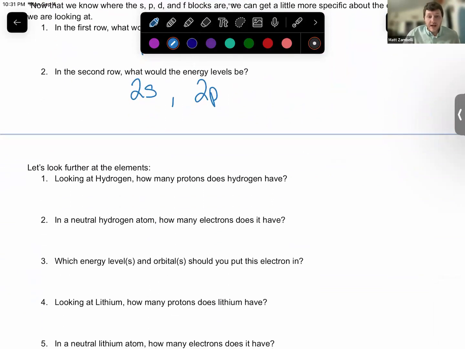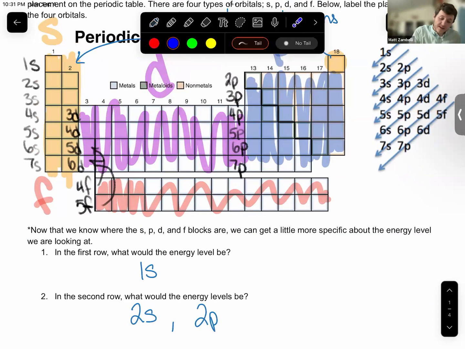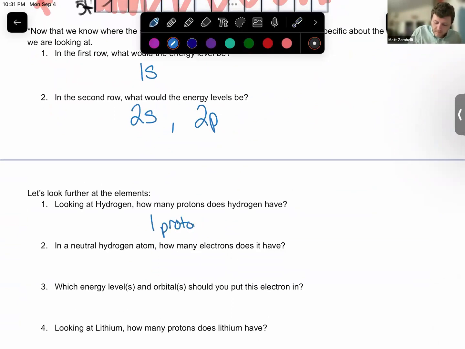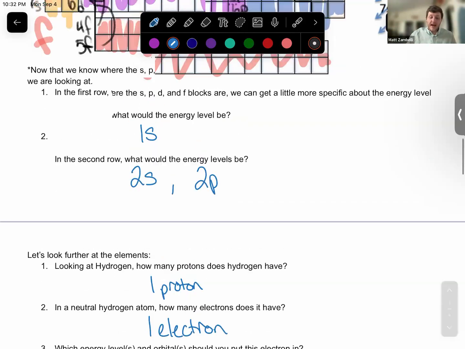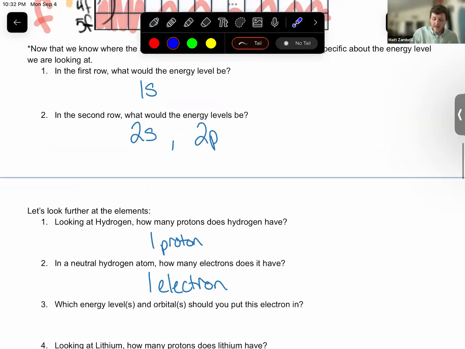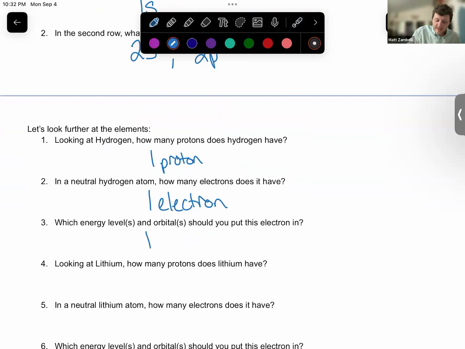So if you look at hydrogen, hydrogen is, again, our first element on the periodic table. So it only has 1 proton. And if it has 1 proton and it's a neutral hydrogen, which means it should have a charge of 0, that means if it has one proton, it needs one electron to balance it out. So we get one electron. And because hydrogen is in our first row, it goes into the 1s block. So it goes into our 1s right here, and we put one electron in there.